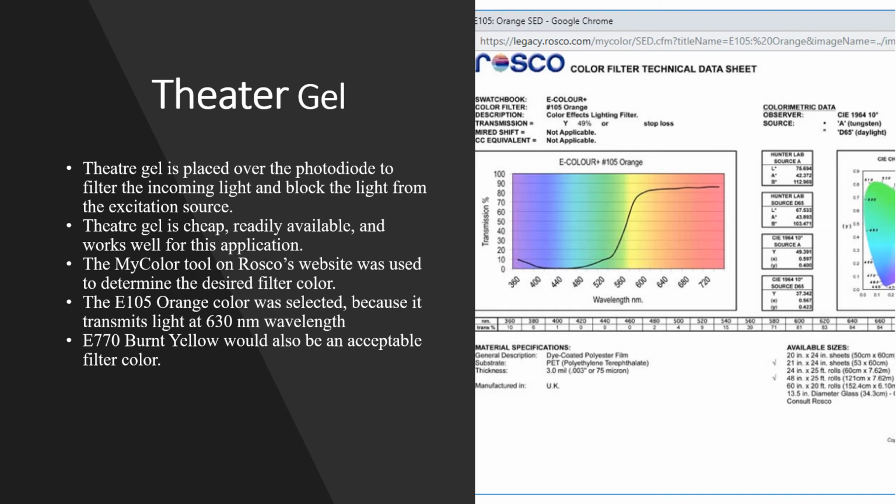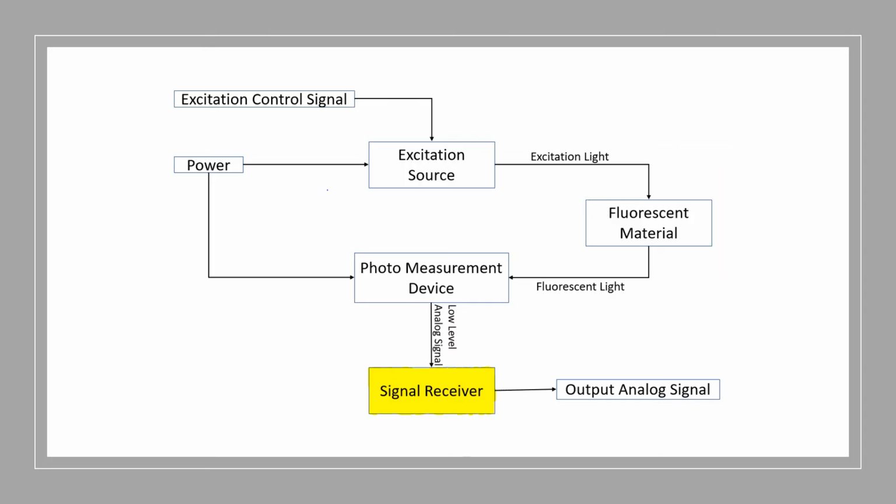We used the My Color tool on Roscolux's website to determine the best desired filter colors. And it came back with two results. We chose the E105 orange color because it transmits light at 630 nanometer wavelength, which is the peak fluorescent wavelength for RuBiPi. We also could have used the E770 burnt yellow, which would have been acceptable, but not given us the peak fluorescent wavelength.